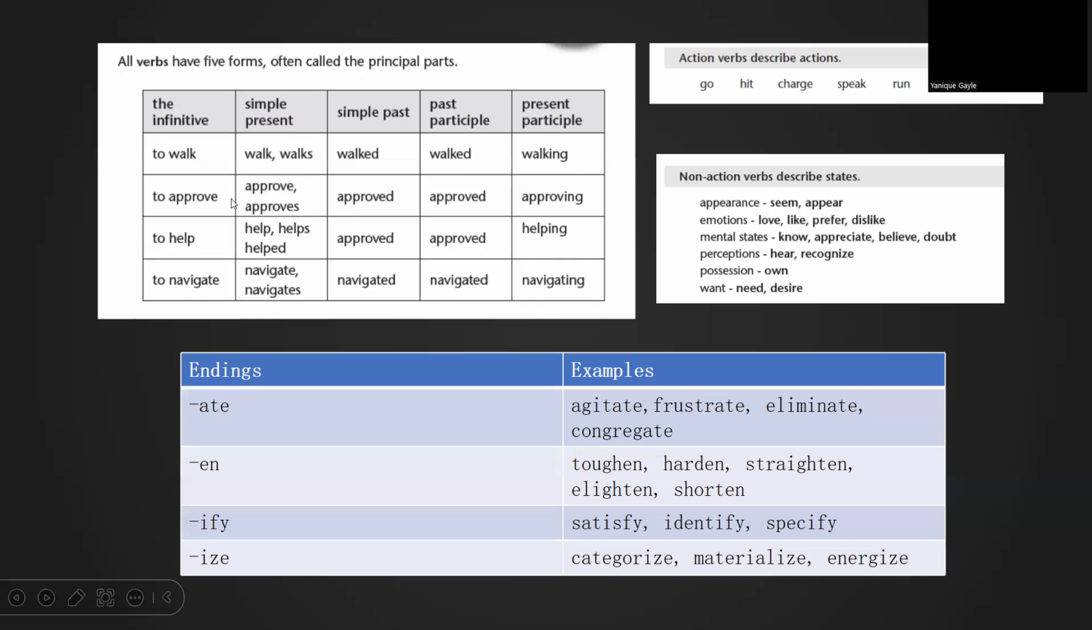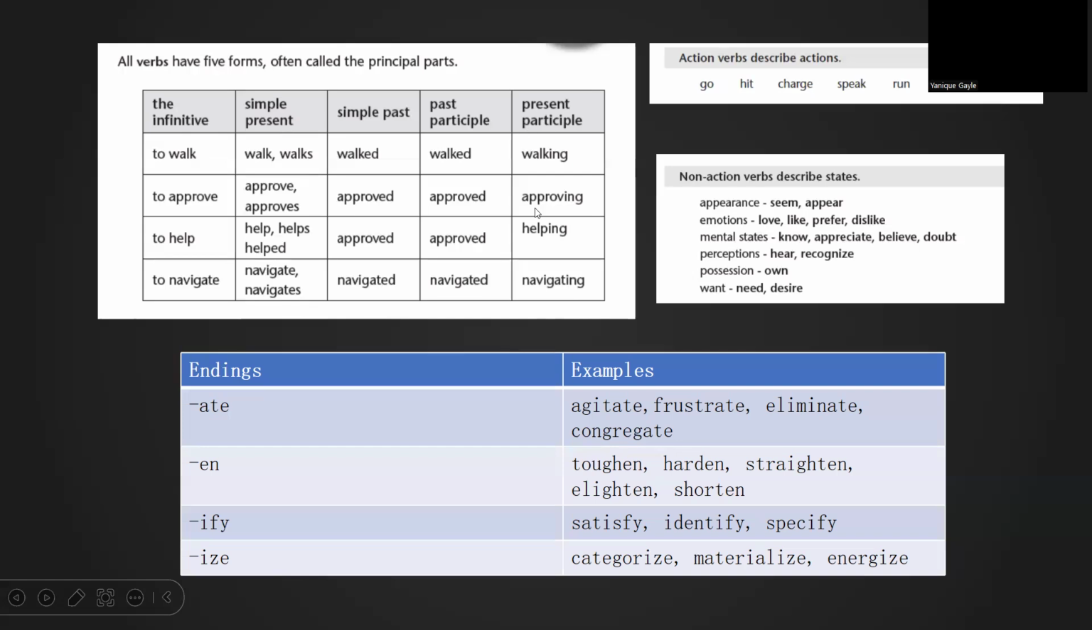Okay, let's check another verb. To approve, the same. It's the same verb. I approve, you approve, we approve, they approve, except for he, she, it approves. The simple past, approved. We just add D. Past participle, approved. Present participle, approving. And the list goes on.